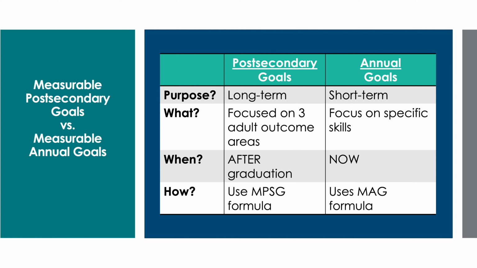There are 2 separate formulas to use for writing each type of goal. We'll review the formula for post-secondary goals in just a bit, and you'll learn about the MAGs formula during that module. Finally, post-secondary goals are often written more broadly and become more narrow as the student's future plans become more clear. MAGs are always written in a very specific manner to allow for easy and immediate progress monitoring.